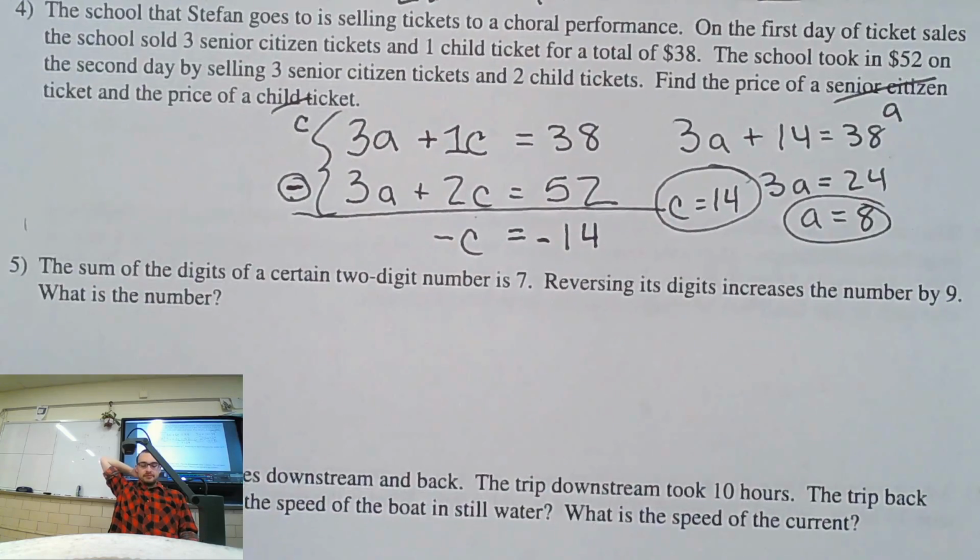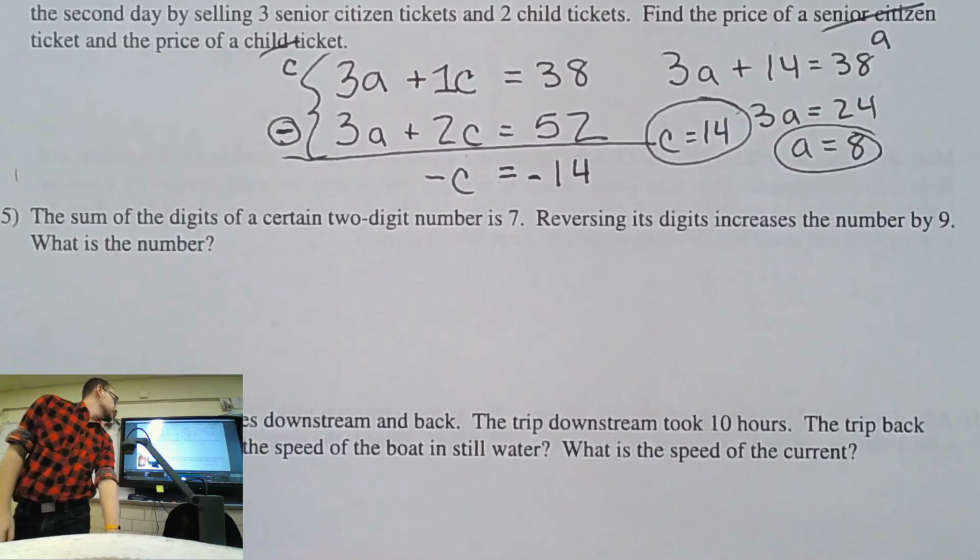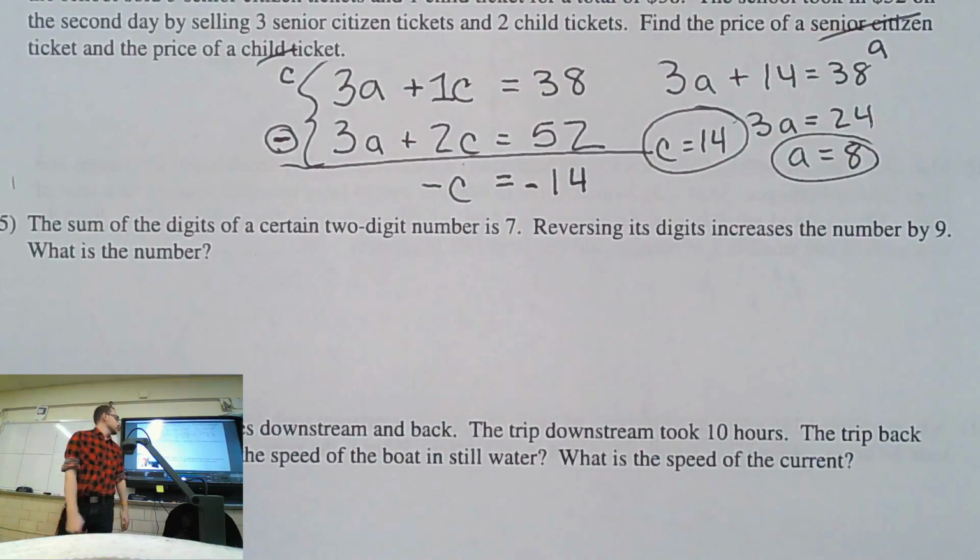Look at number 5. Try to figure that out. It's a tough one. The sum of the digits of a 2-digit number is 7. Reversing its digits increases the number by 9. What is the number?